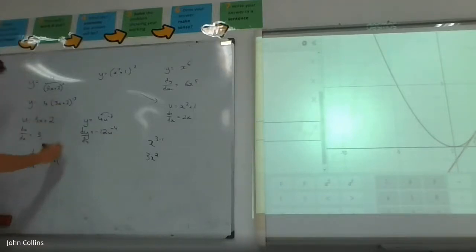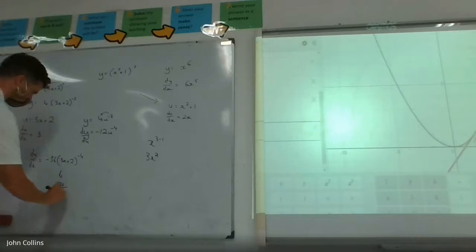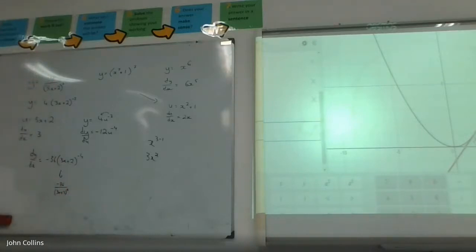u is just going to be 3x plus 2 and negative. Move that underneath. Or does it matter? Okay. You just move the 3x plus 2. Yeah, you could put it back down to the power 4 if you wanted. But yeah, so it's negative 36 over 3x plus 2. But this is perfectly fine.